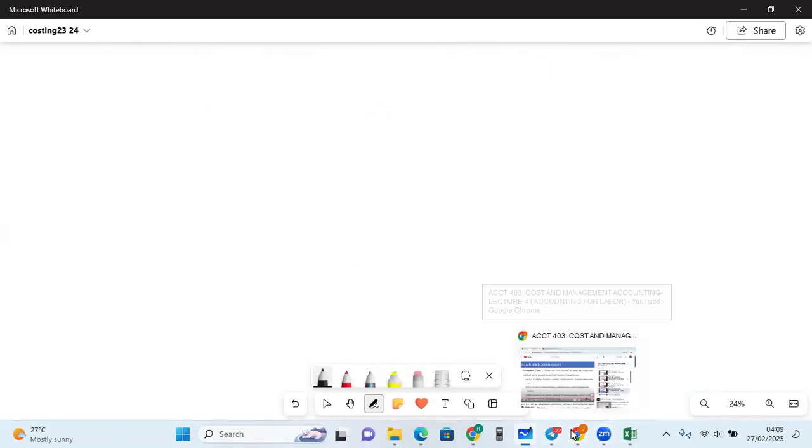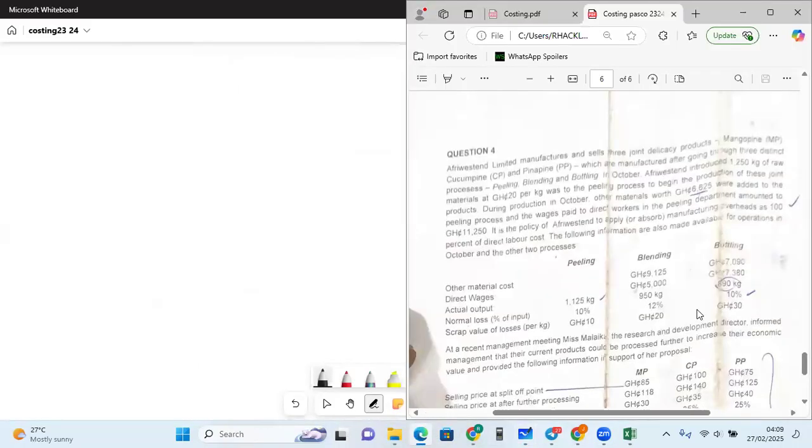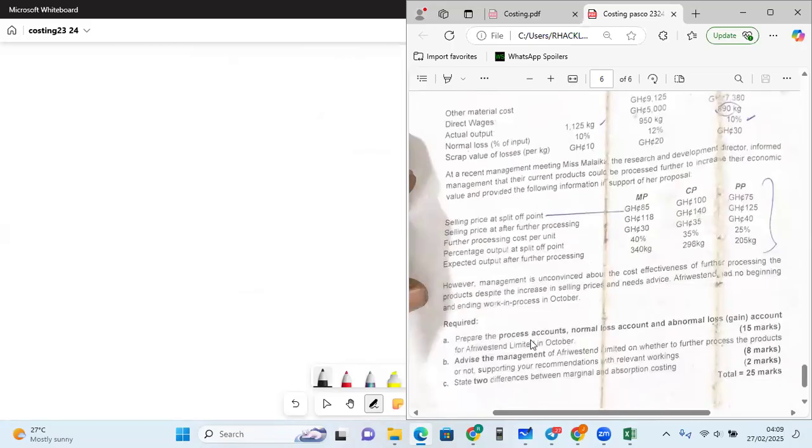So let's look at the B. Now that is it for the A, 15 marks. The B: advise management of Afri West Limited on whether to further process the product or not, supporting your recommendation with relevant workings.